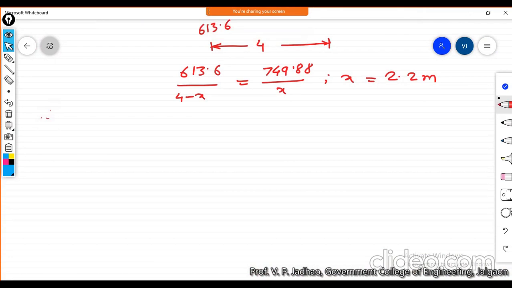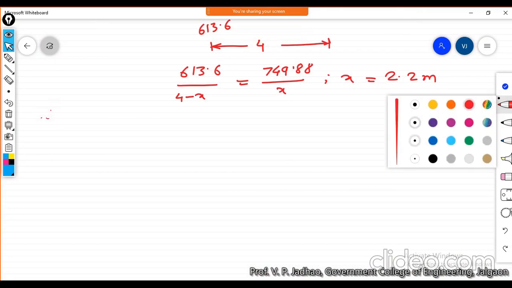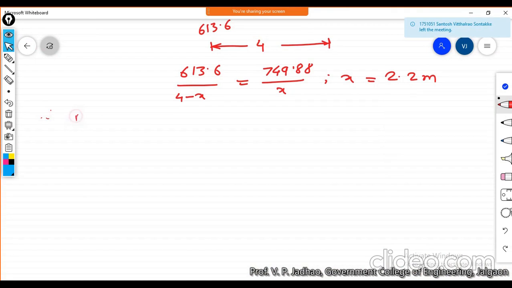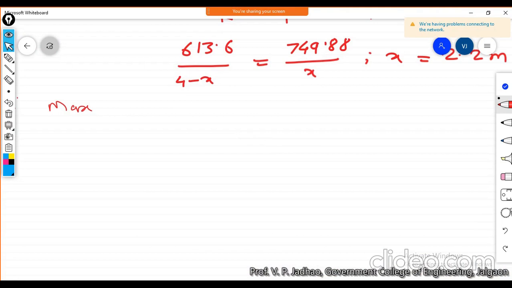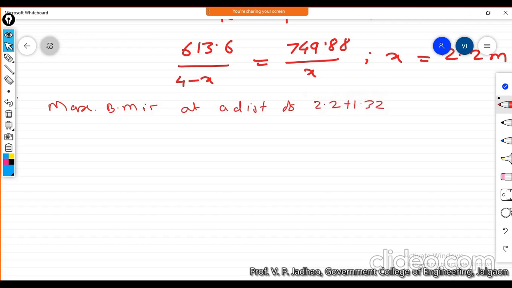Therefore we know that the maximum bending moment is at a distance of 2.2 plus 1.32 meter from the right end of footing.